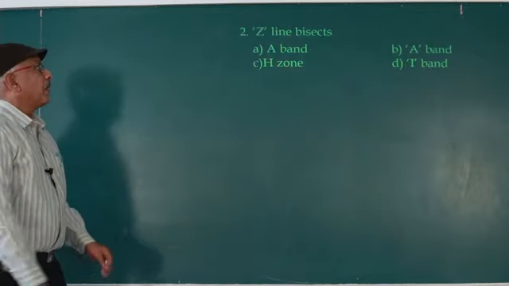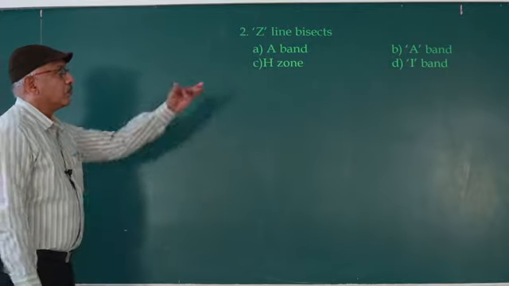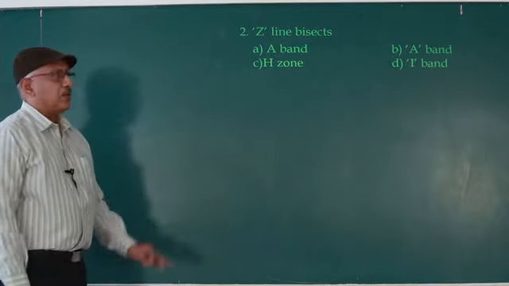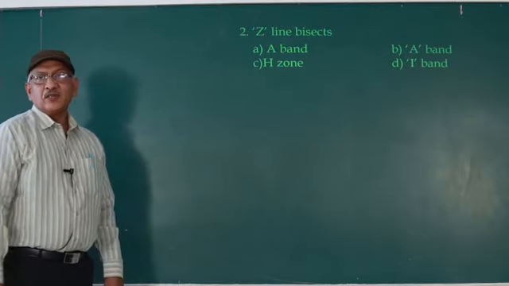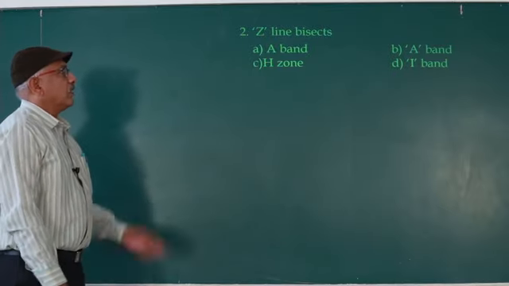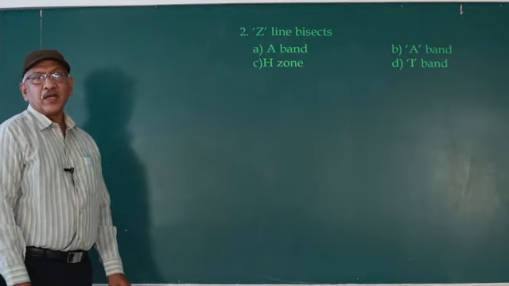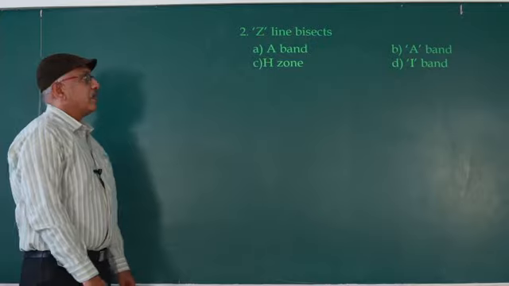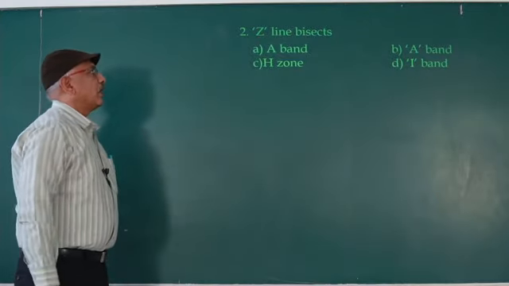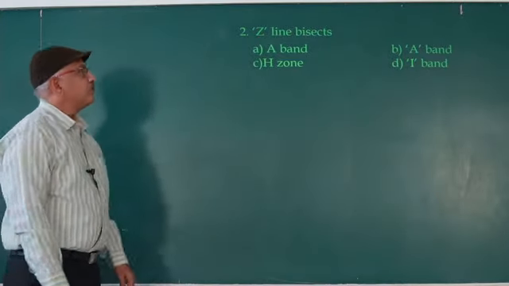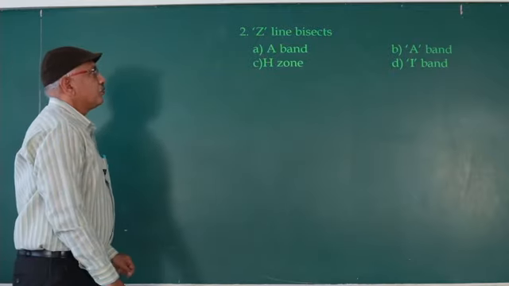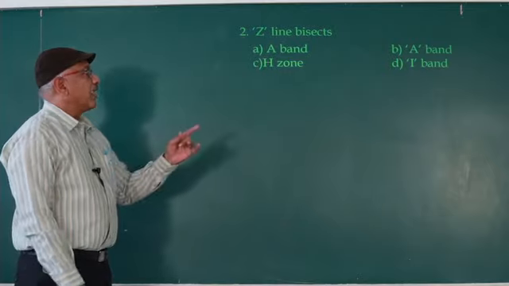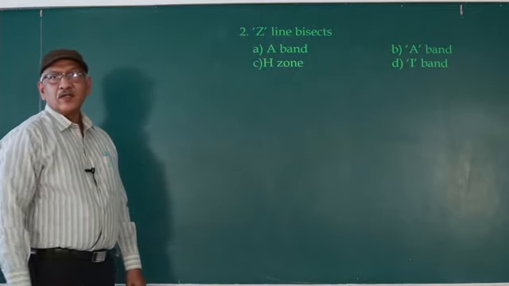Next question, Z-line bisects. So Z-line bisects I-band. In the middle region of I-band, a dark membrane is present that is known as Z-line, Krause's membrane or Dobie's line. All the actin filaments present in I-band can bind to the Z-line. So in A-band, M-line is present. In I-band, Z-line is present.